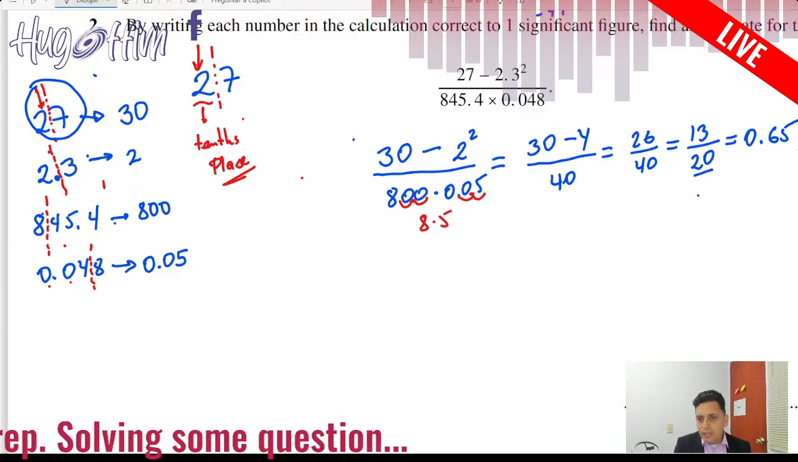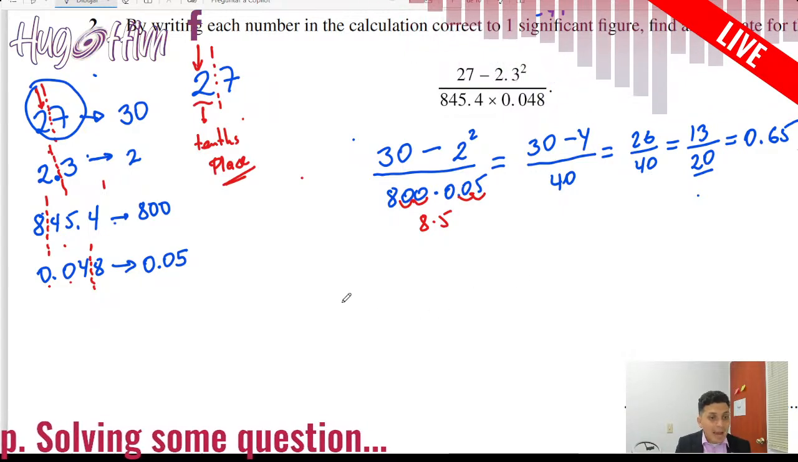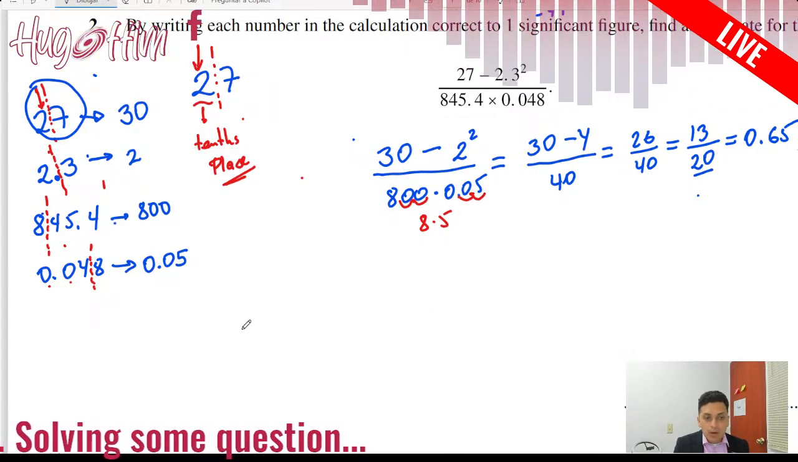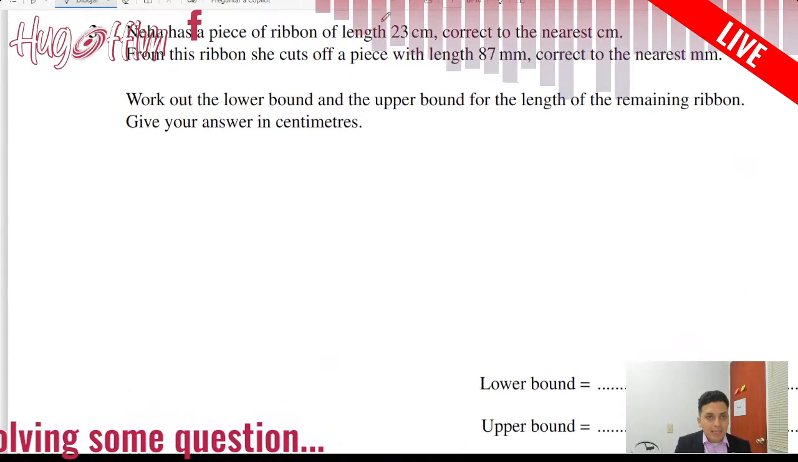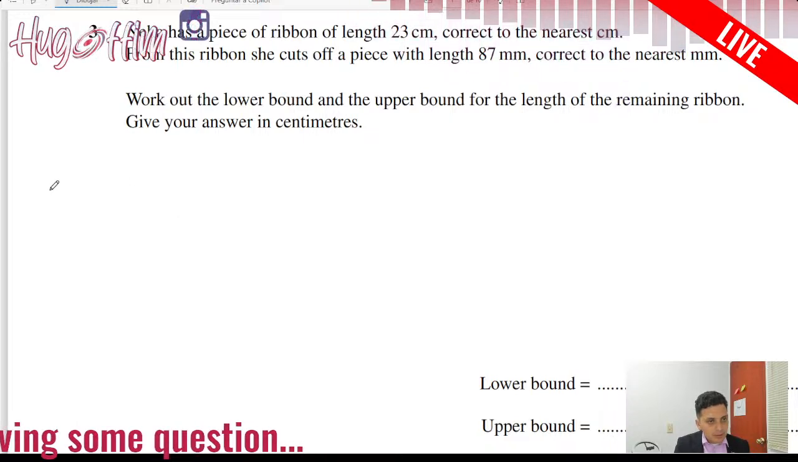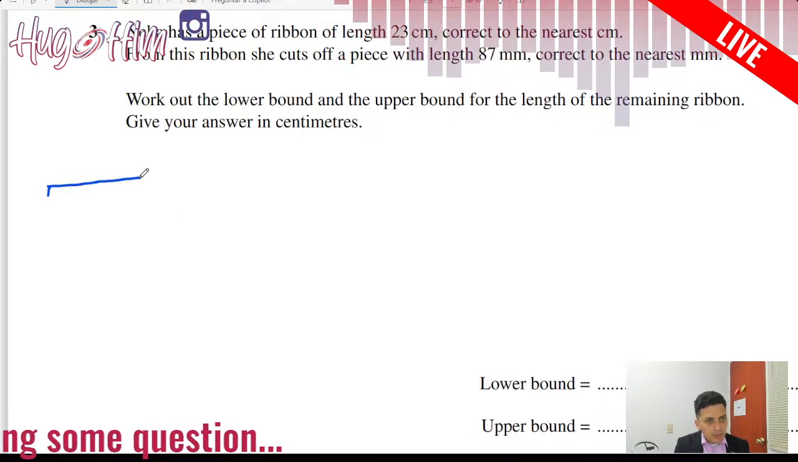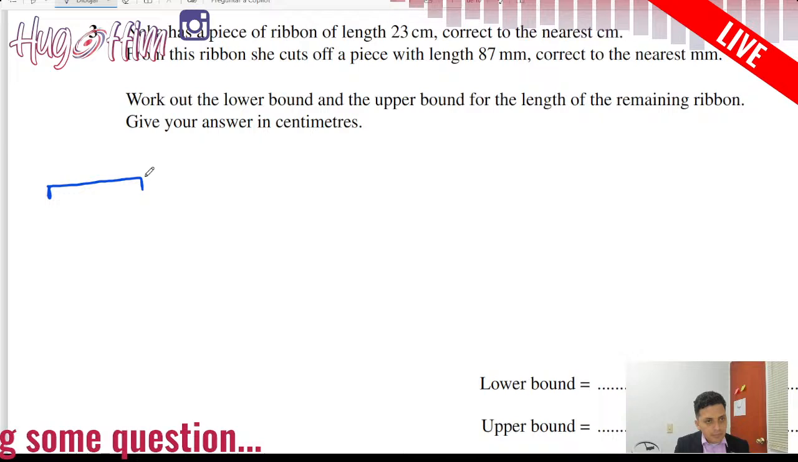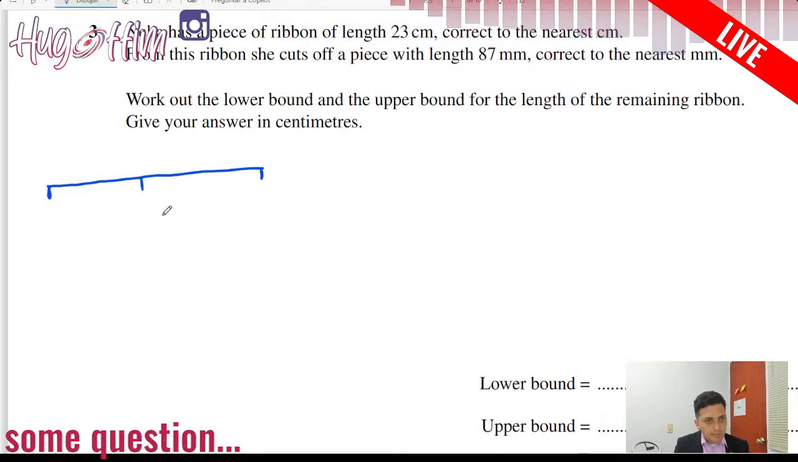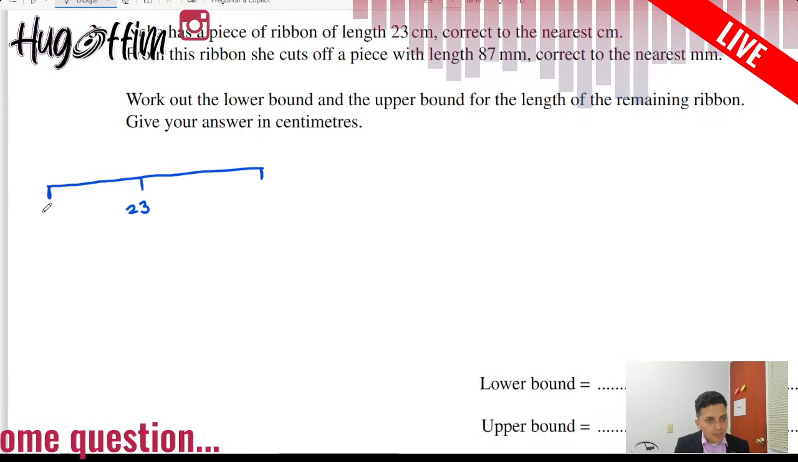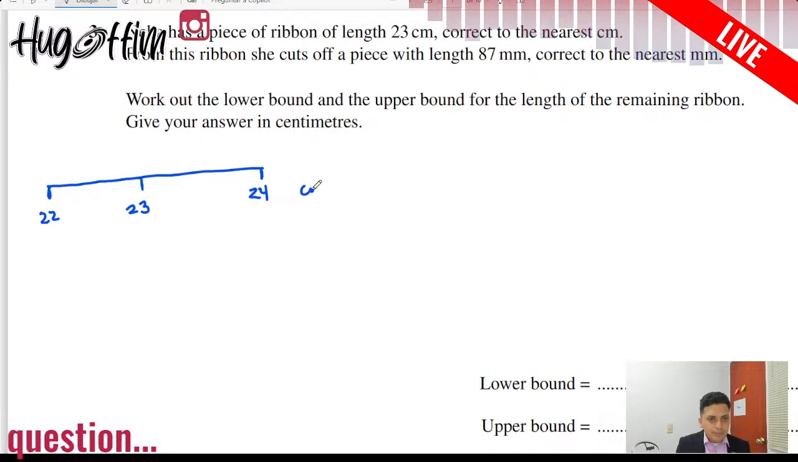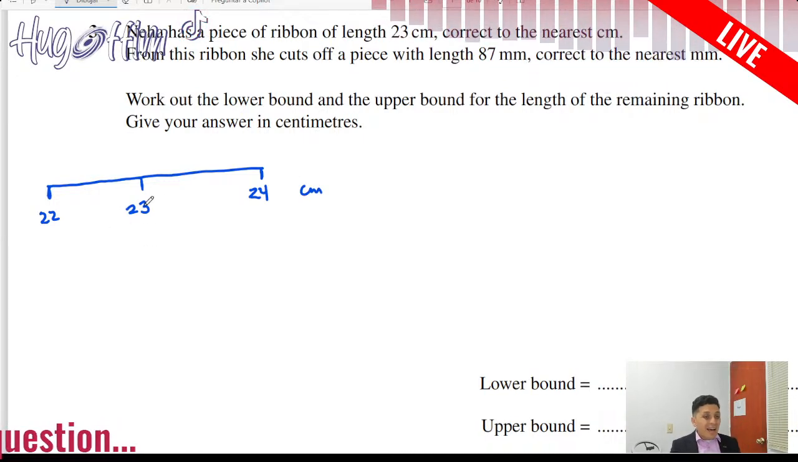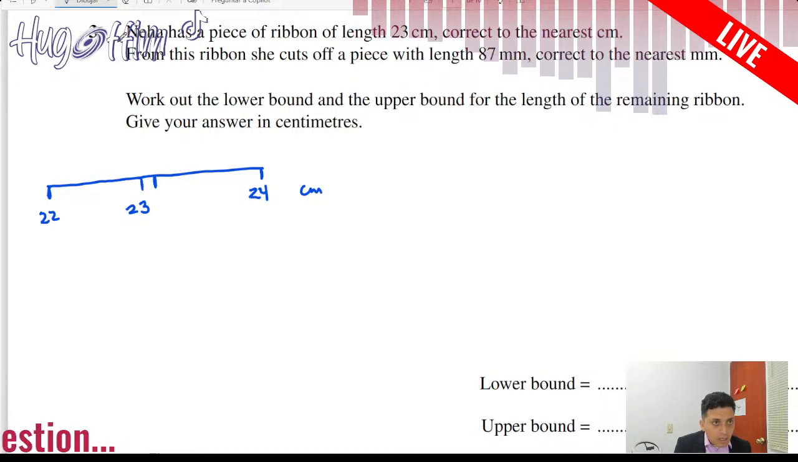Now, I was talking about the upper bound and the lower bound. So imagine this 23 centimeters, the distance of 23 centimeters. You can imagine it like a ruler. And here is 23 centimeters, here is 22 centimeters, and here is 24 centimeters. Okay? And it means, okay, this is not kind of in the middle.